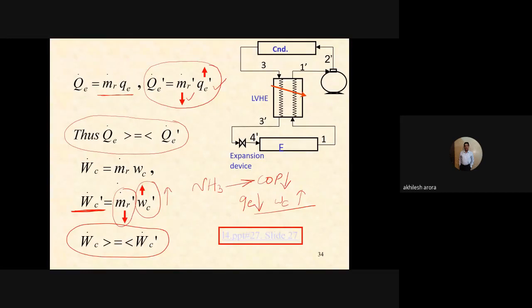Whereas if it is R134A, in its case, the value of QE goes up, WC goes down, so COP goes up. So when we are using R134A, the COP will increase. Now I would also like to tell you, in our refrigerator, we are employing a liquid vapor heat exchanger also.